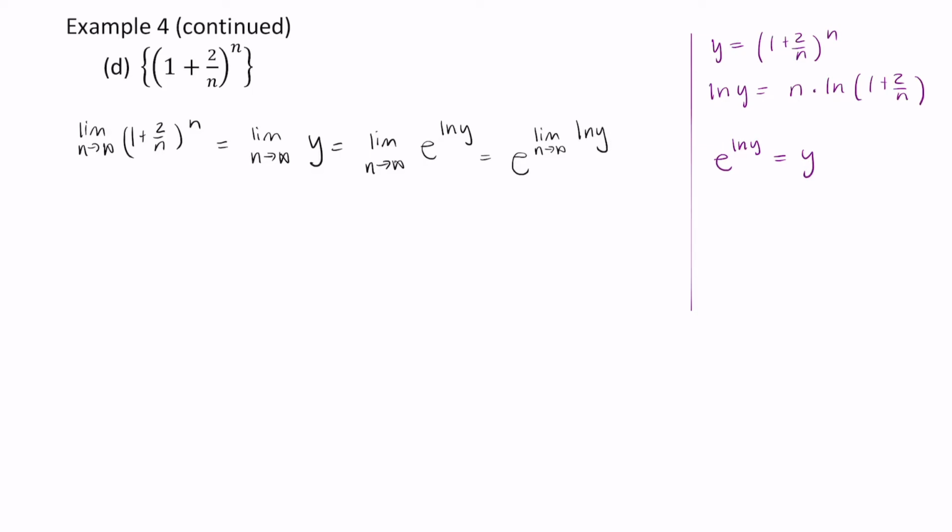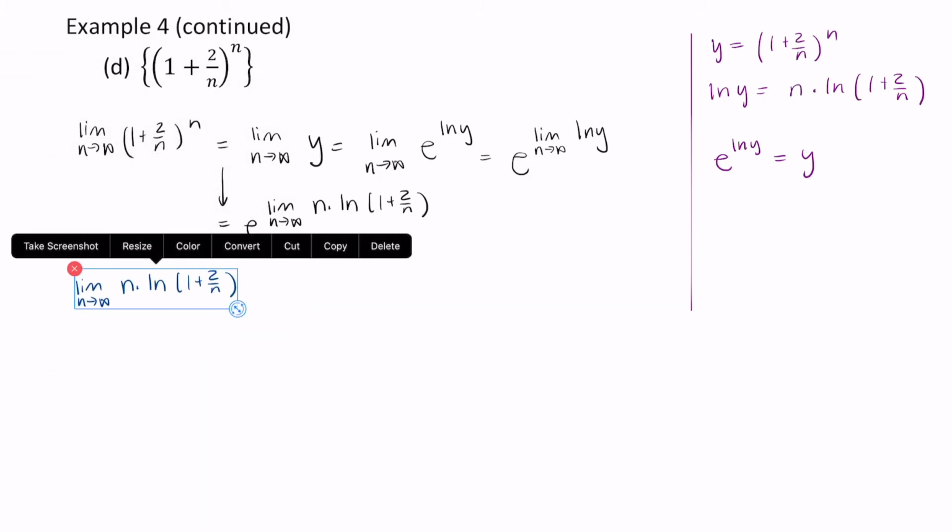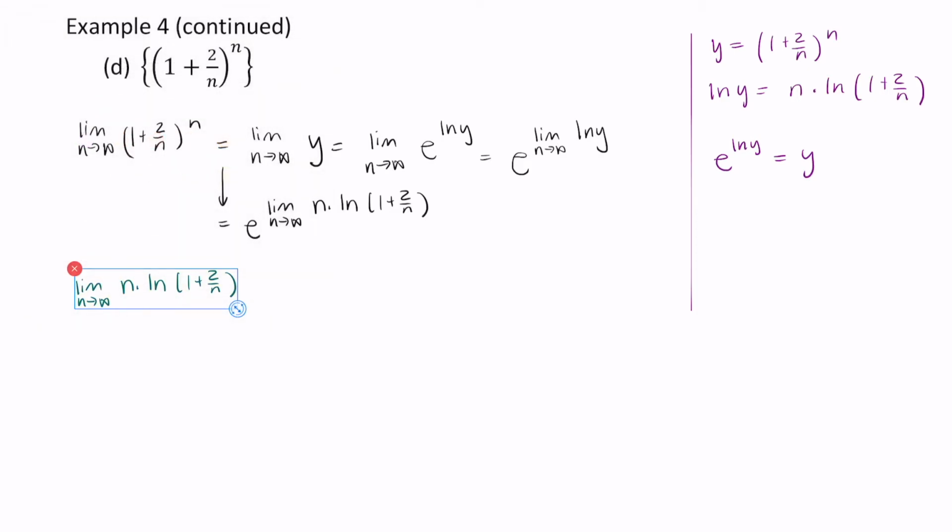Well, what is the ln of y? If you remember from our side work, ln of y is equal to this amount here, n times the natural log of 1 plus 2 over n. So we just need to figure out what this limit is, or what this quantity is, e to this limit. So let's just look at this portion separately. Let's make it green so we can distinguish it from the rest of our work. So this is the limit we're interested in.